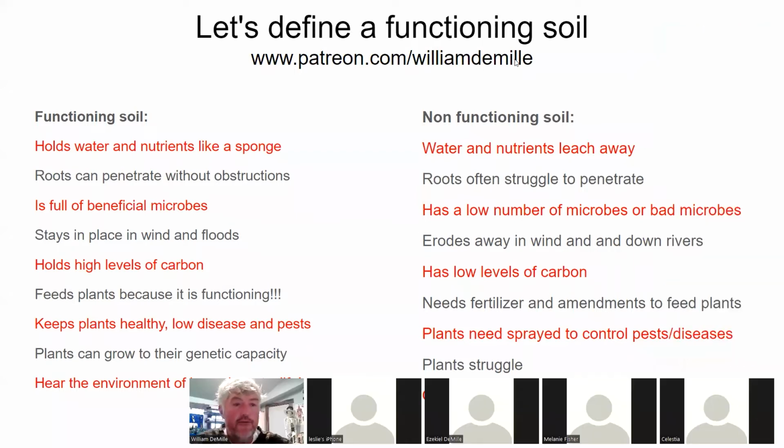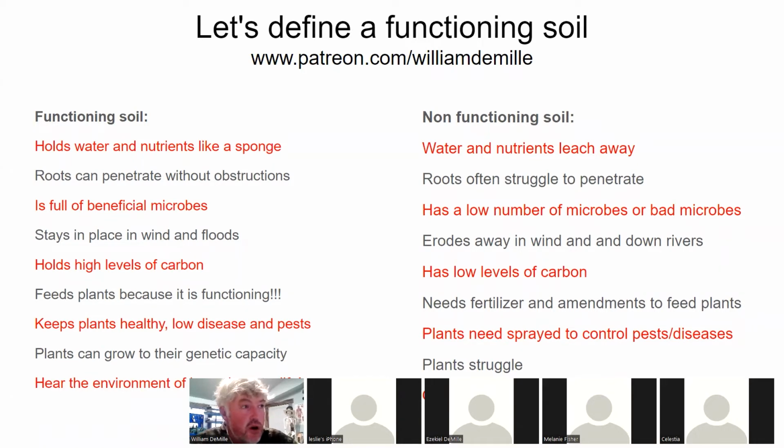So a functioning soil will hold water and nutrients like a sponge. The roots penetrate without obstructions. What this means is the roots will penetrate 6 feet, 8 feet, 20 feet deep, depending on the species, because different species have different depths of roots.